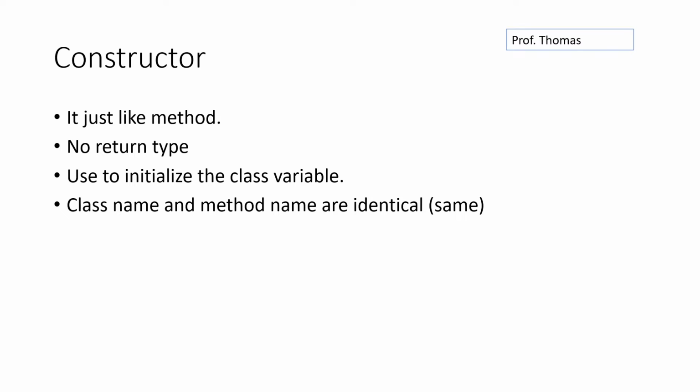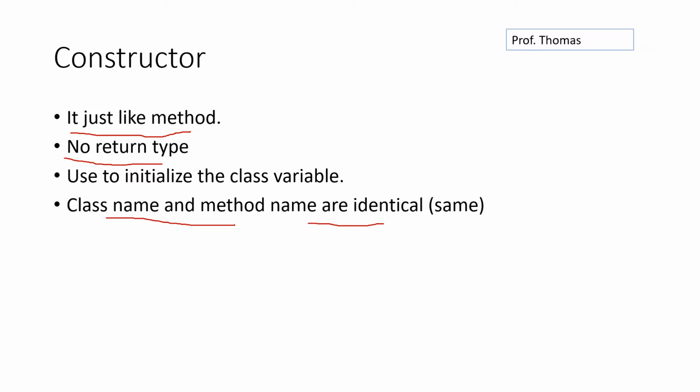The constructor is just like a method, but it has no return type. The class name and the method name are identical. The constructor is just like a method, but it has no return type, such as void, int, double, float, etc.